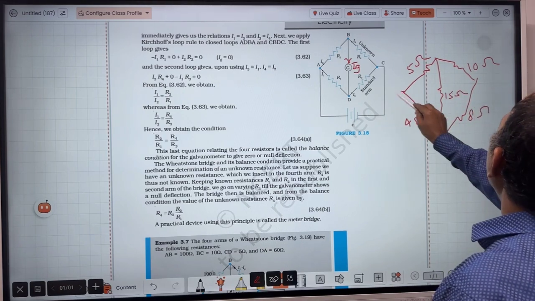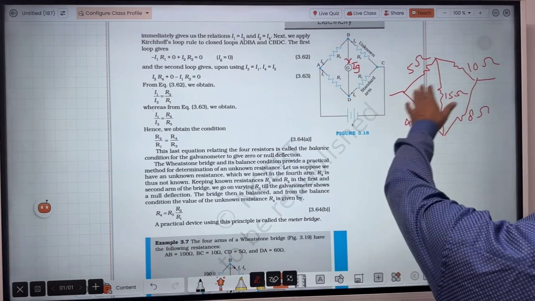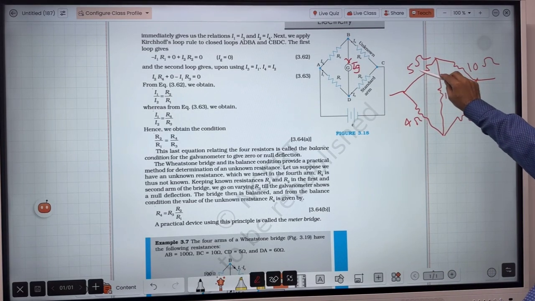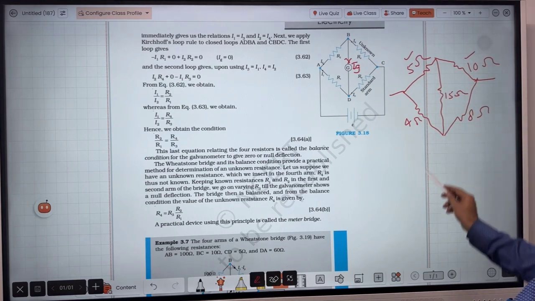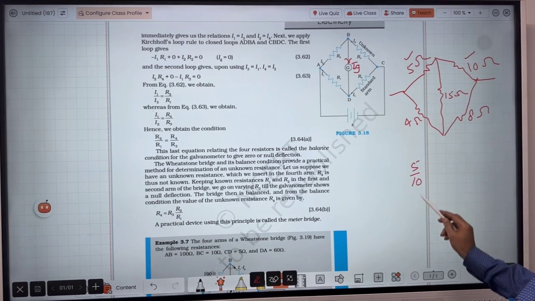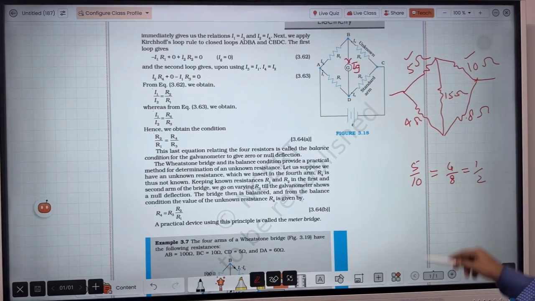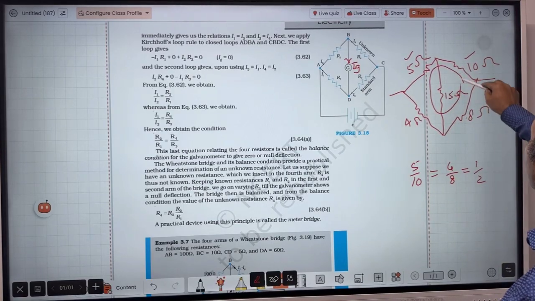And suppose we want to find out what is the equivalent resistance between these two points. It will be very difficult unless it is balanced. So here if you find the ratio of 5 upon 10 and 4 upon 8, the ratio is 1 upon 2. It means the bridge is balanced, so you can remove this portion.